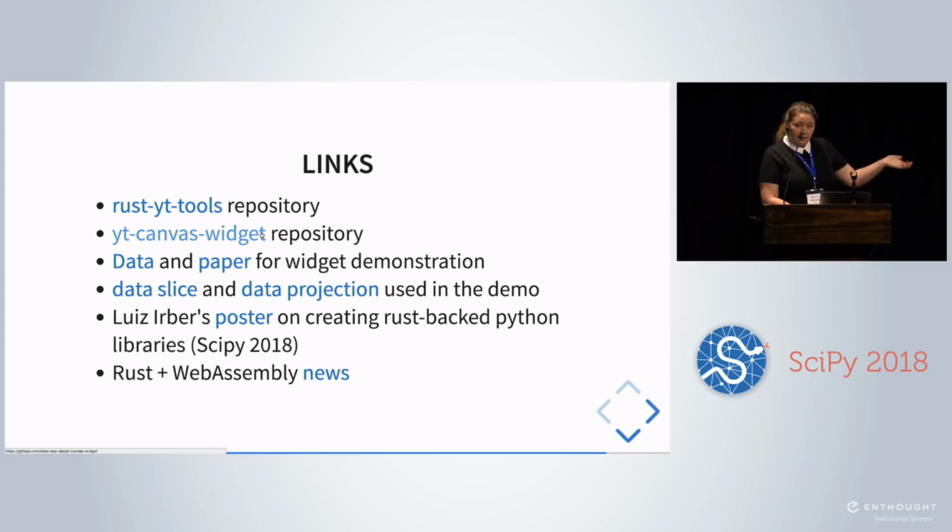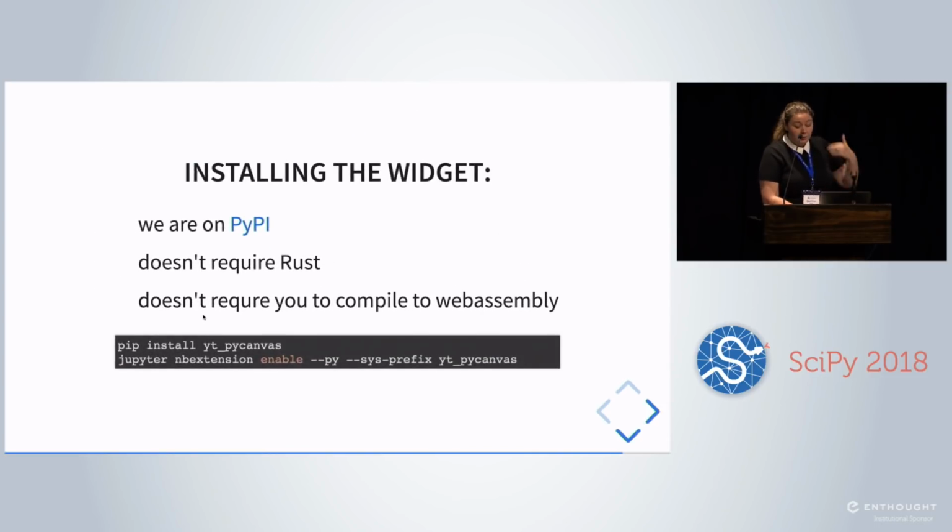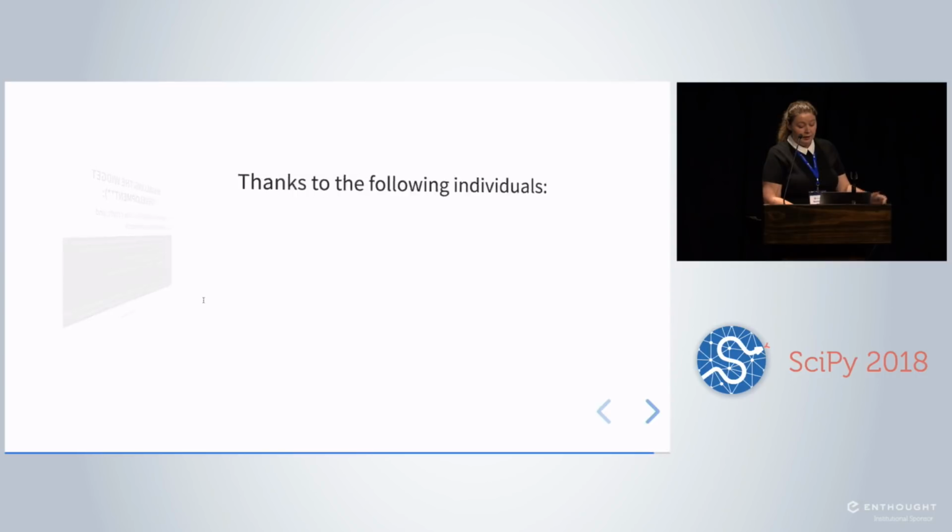There's some links. I'm going to tweet the slides to this talk, so if you're really interested afterwards, you can go. These all link to everything you're interested in. And I want to give Louis Erber a shout out. He gave a poster on restructuring some of your backends from C to Rust, also here at SciPy. And you can install this very easily. As of this morning, we have this widget on PyPI. And you don't have to compile to Rust.